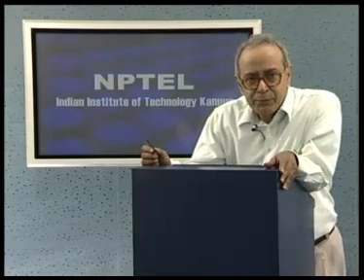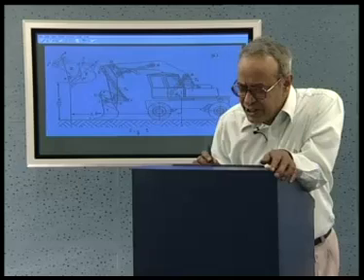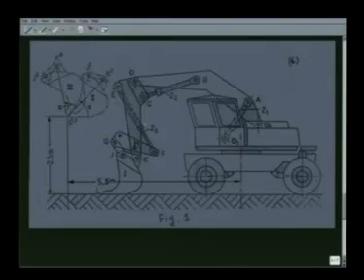As the last example of displacement analysis, let us now consider a really complicated problem as shown in this figure. This is the figure of an earth-moving machinery, the model of which we have seen earlier. This particular machine has 3 hydraulic actuators, one at Z1, another at Z2, and the third one at Z3. So, this has 3 independent inputs.